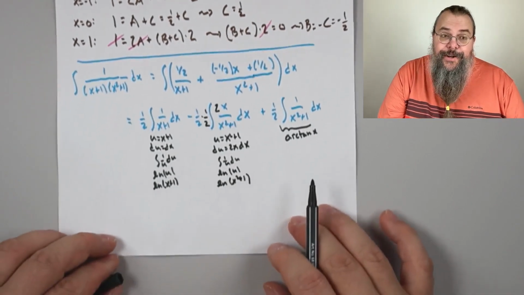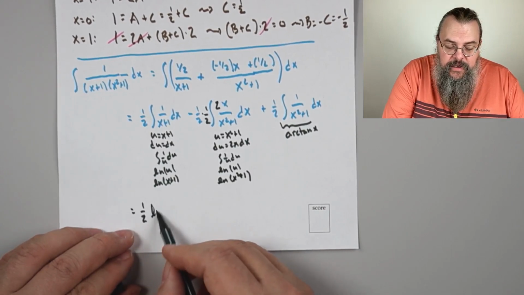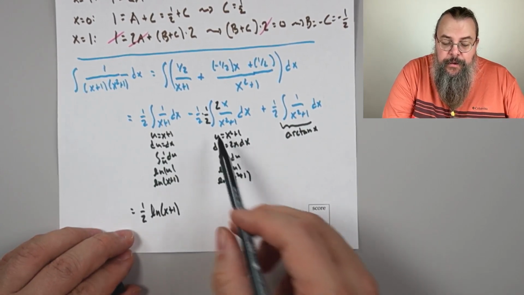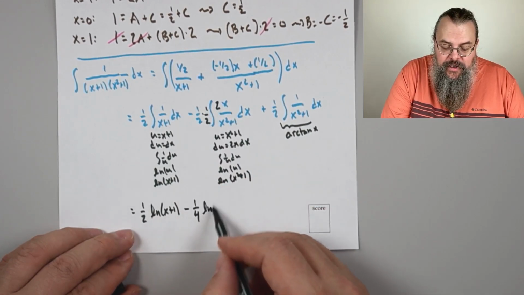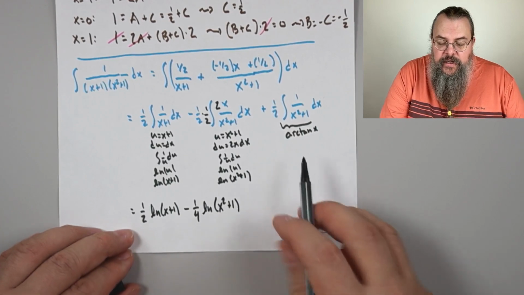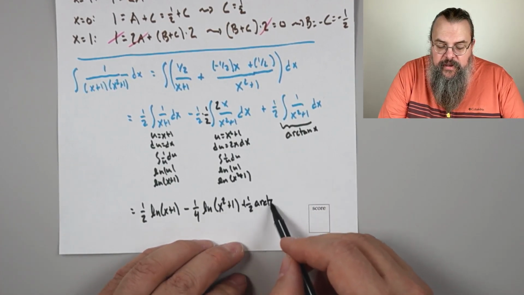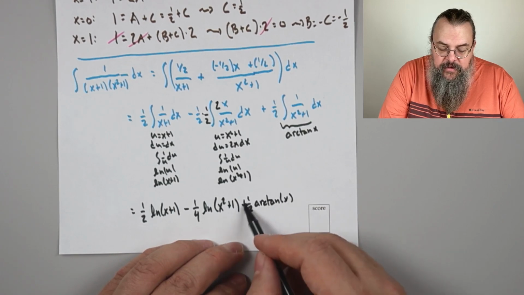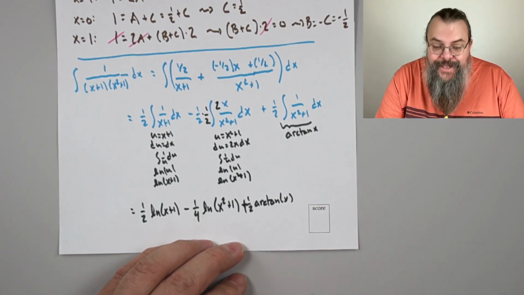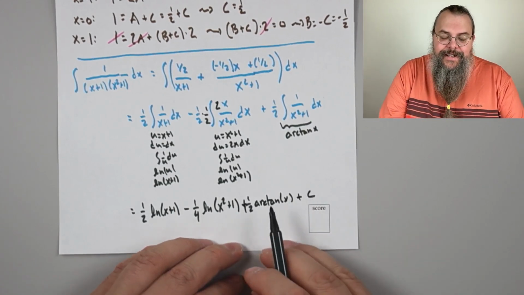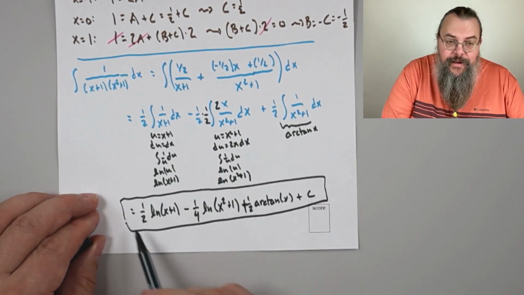So, all together, we have 1/2 natural log of x plus 1, minus 1/4 natural log of x squared plus 1, and plus 1/2 arctangent of x. Now I know that arctangent of x feels sad because it didn't get to have a log attached to it. Anything else? Plus c. Don't forget that. Don't forget that. I know I keep saying that, but that's because I don't want to forget it.